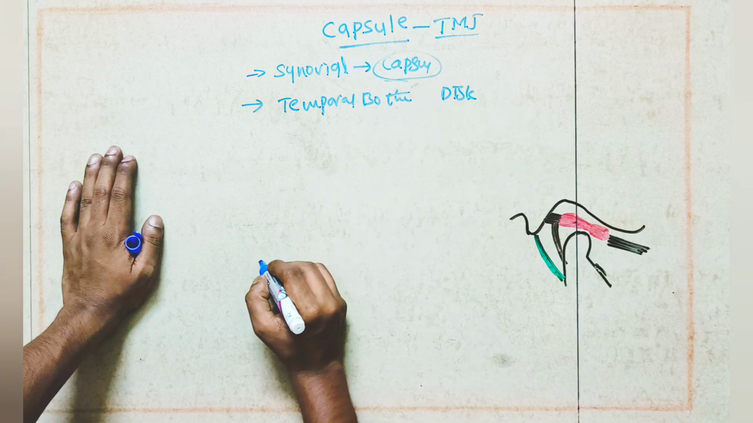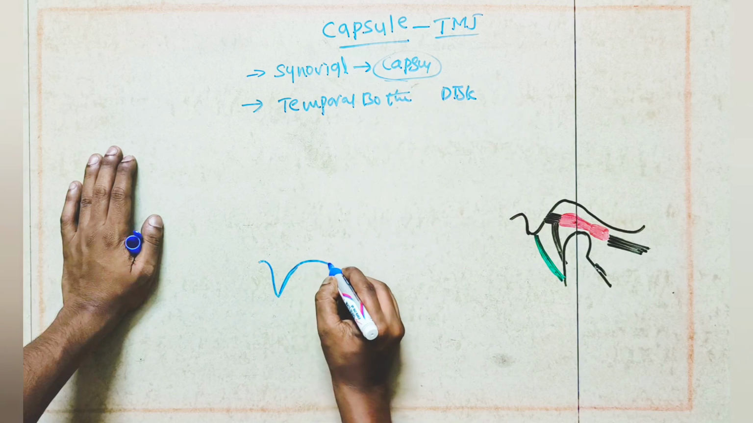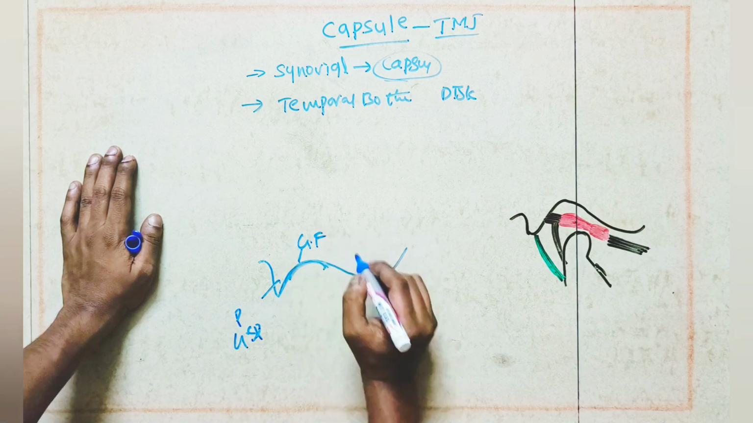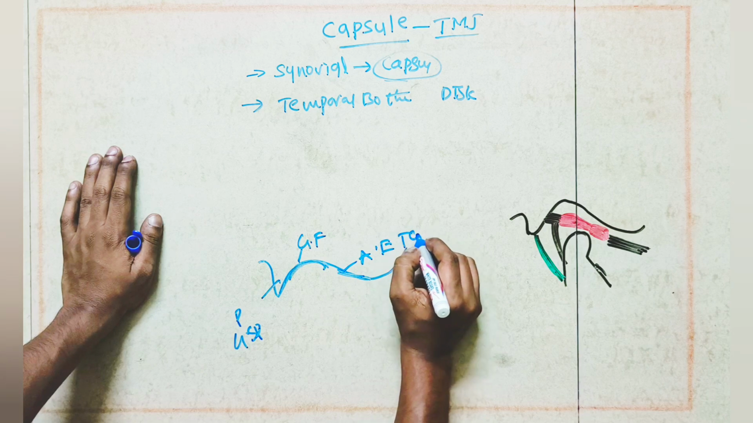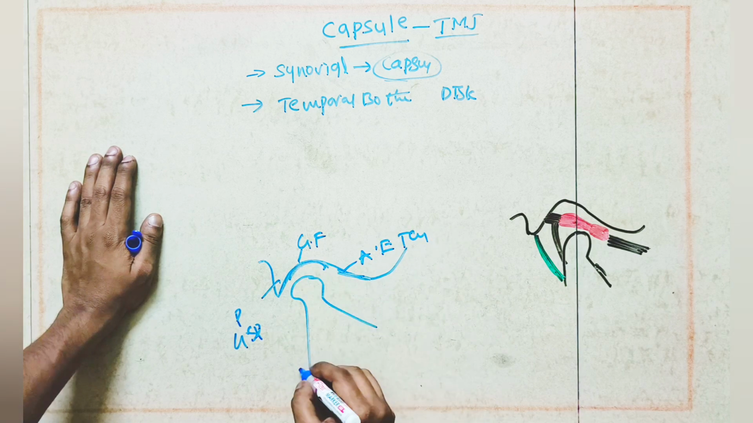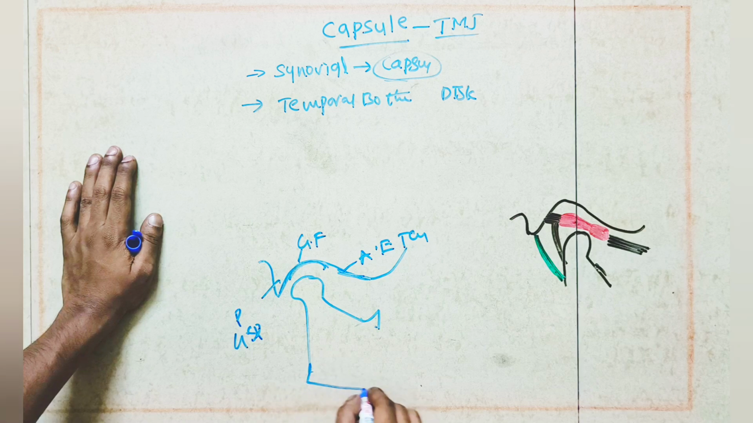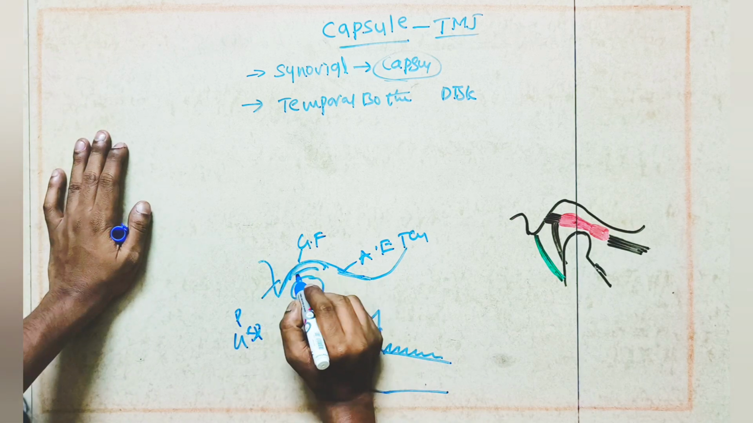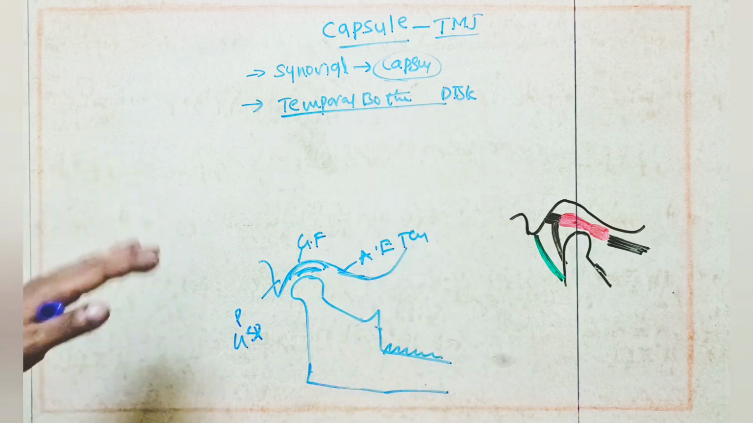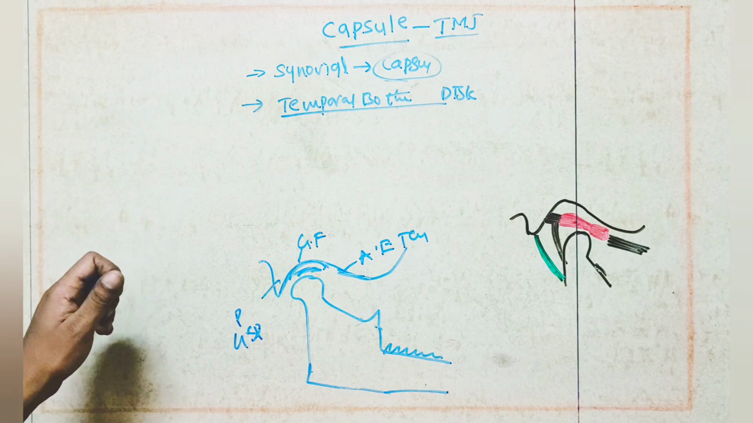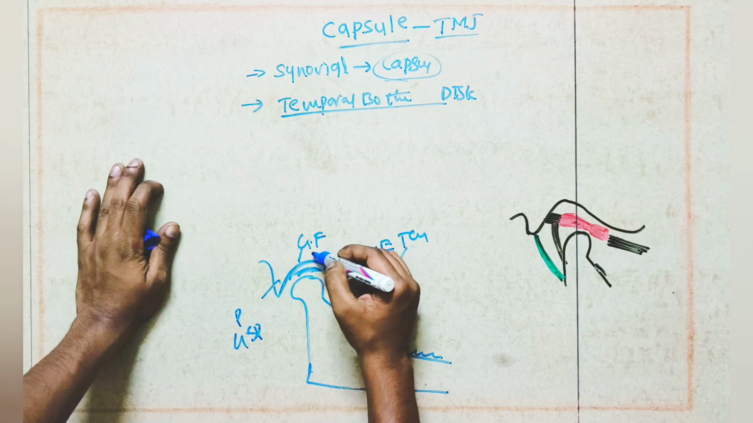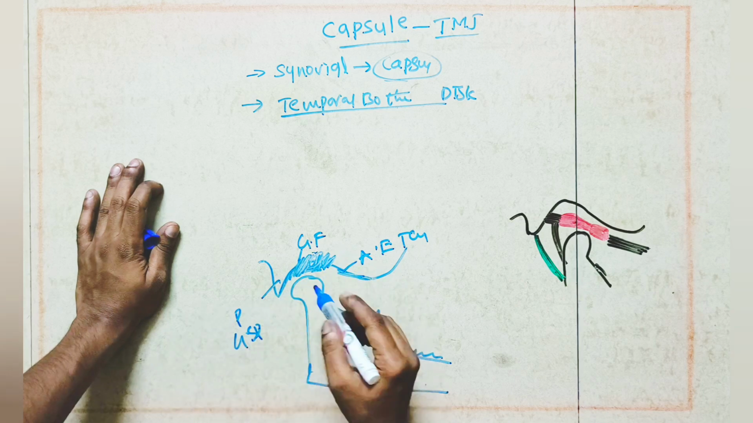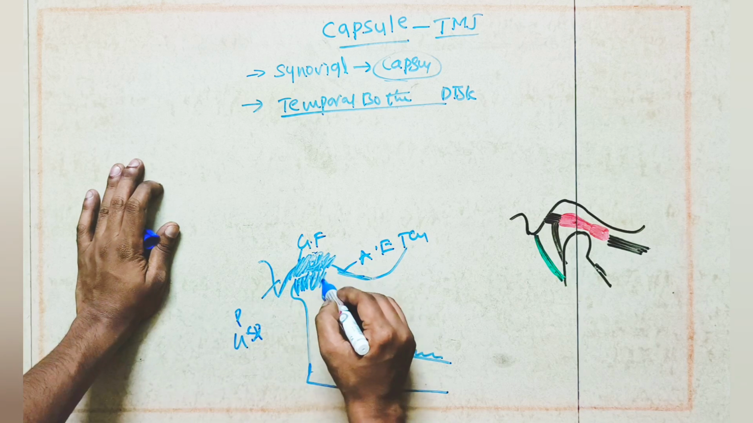Suppose these are the posterior glenoid fossa, posterior glenoid spine, and these are the articulations. This is the posterior glenoid spine, this is the glenoid fossa, and this is the articular eminence of the temporal bone. Here we will have the condyle of the mandible, and here we will have teeth. In the middle we will have the articular disc. The capsular fibers run from the temporal bone to the disc, and then from the disc to the condyle of the mandible.